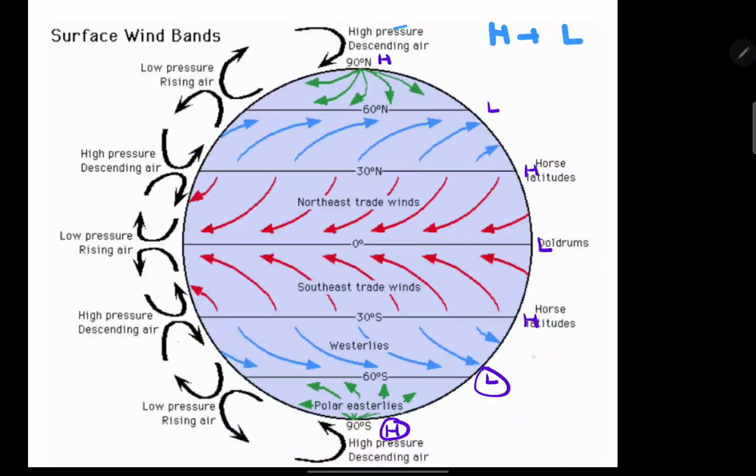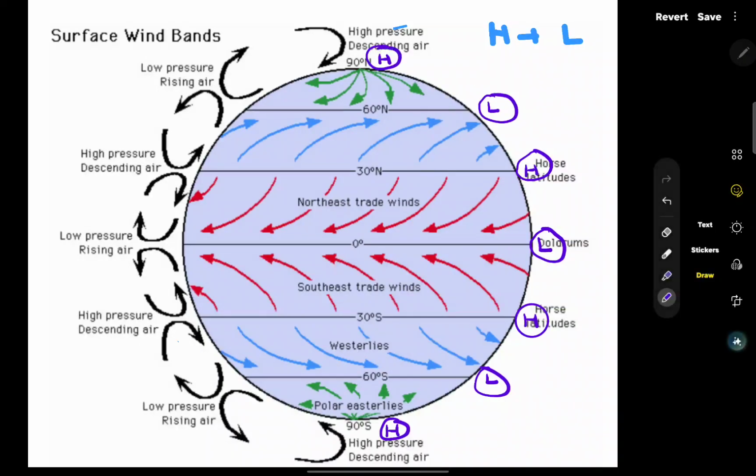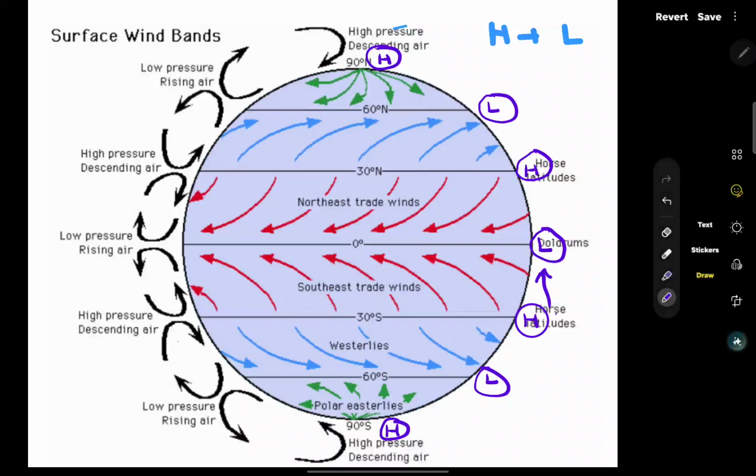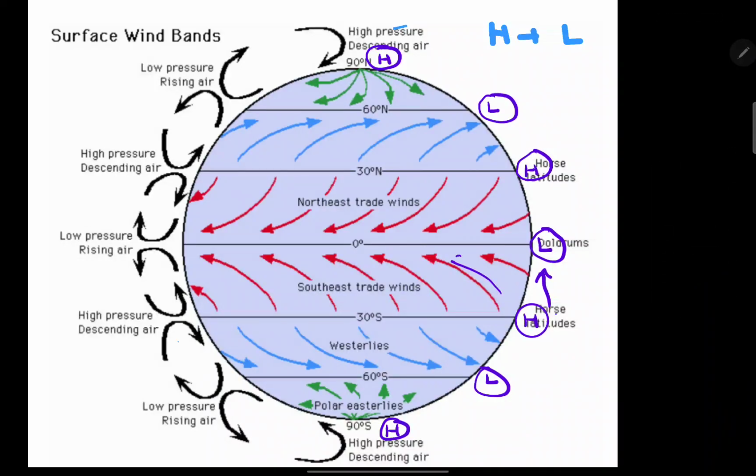Now, as I have told you before, wind travels from high to low. Now everything will start to make sense. Let's take 30° south for example. Wind will travel from high to low, as you can see, it's traveling from high to low. This is all high to low, and high to low.